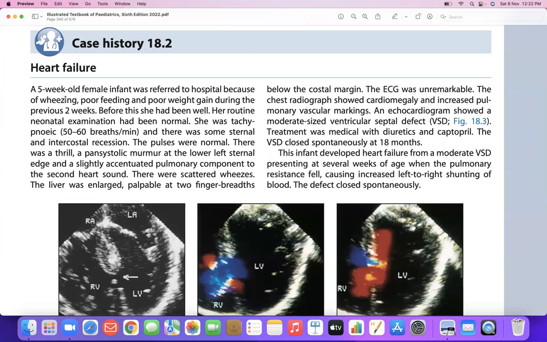Okay, now let's start. So here what is written here, 5-week-old female infant was referred to hospital because of wheezing, poor feeding and poor weight gain during the previous 2 weeks. Okay, they observed over the 2 weeks that the child is not feeding well, poor feeding. So since poor feeding, poor weight gain, and also there is some wheezes in the chest. Before this she had been well. Now 5 weeks means 3 weeks the child was well. From 2 weeks the child is sick now.